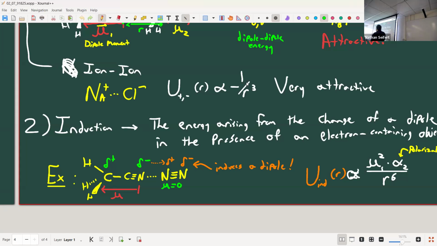So we call those induced dipoles. They're quite a bit weaker. They're R to the 6 as well, and they're only proportional to one of the dipoles because the other one doesn't have one. So they're naturally quite a bit weaker. But they can happen, right?